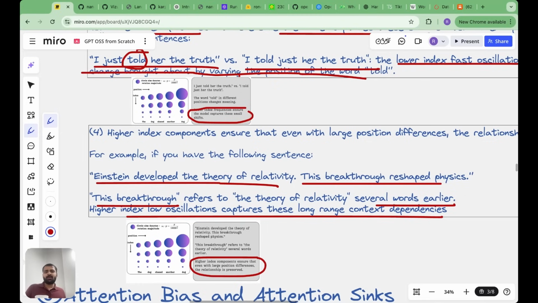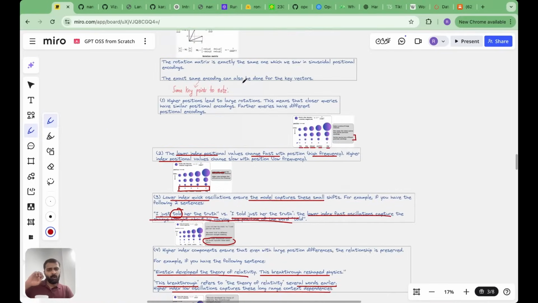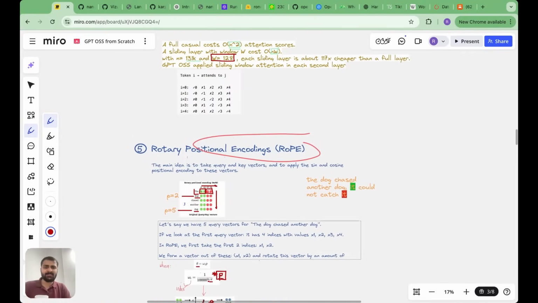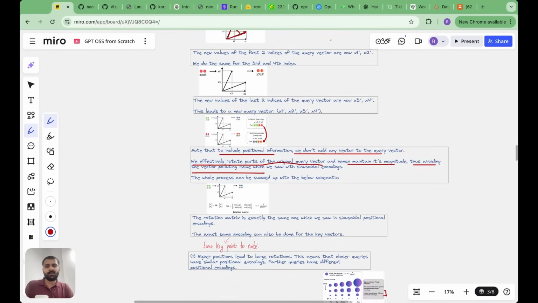That's why rotary positional encodings also make a lot of intuitive sense, and almost all the modern language models have included rotary positional encodings as a key part of their architecture now.